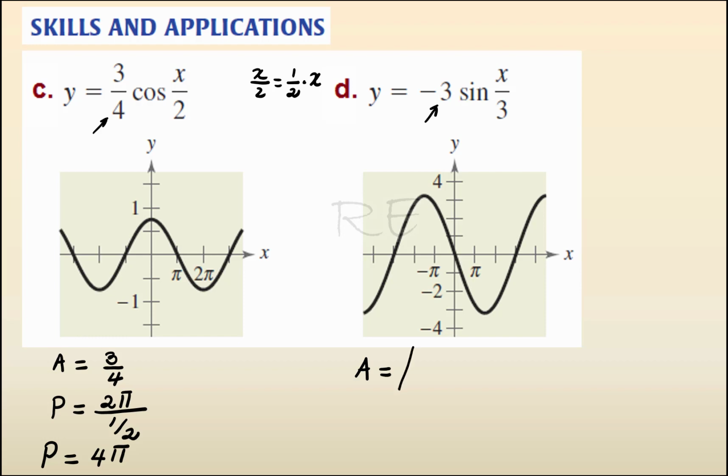Y is equal to negative 3 sine x over 3. The amplitude is the absolute value of negative 3, which is positive 3. The period is the same, 2 pi divided by the coefficient of x, which is 1/3. So it's really 2 multiplied by 3, which is 6. P is equal to 6 pi.